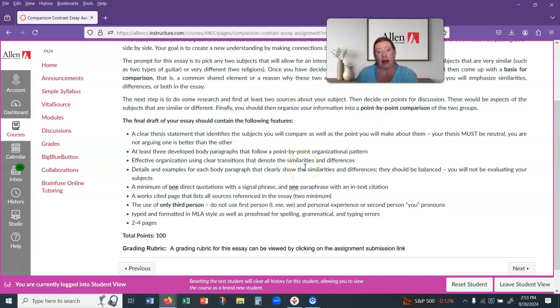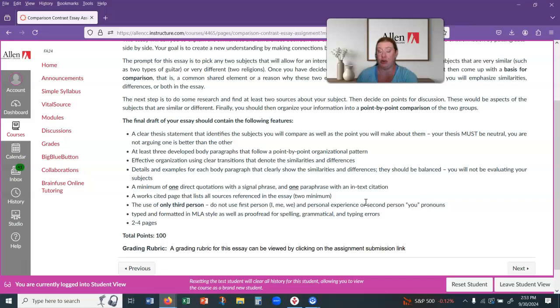You'll have at least 3 body paragraphs. The body paragraphs will expand on one similarity or one difference between them. You need effective organization, making sure you use transitions that show either this is a similarity or a difference. And then you do have to use at least 2 sources in this essay. Some students will use 2 sources, like one source about one topic and the other source about the other topic, and that's fine. And then some students will use just 2 sources that actually contain both topics, so they're comparative sources already, and that's fine. You have to have 2 sources and a minimum of 1 direct quote and 1 paraphrase.